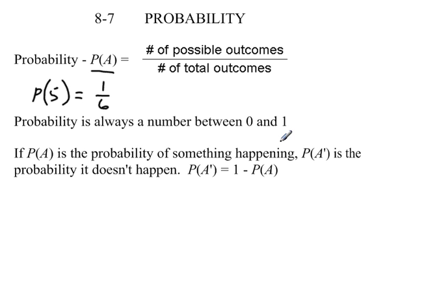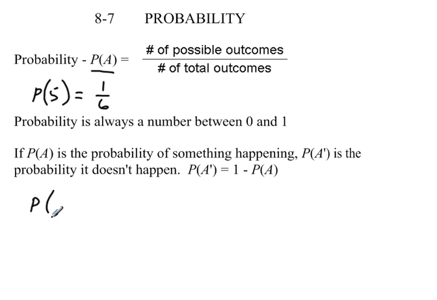It's always something between 0 and 1. You cannot have a probability greater than 1 or a negative probability. 0 is something that's impossible. 1 is a probability that always happens, 100% of the time. And then if you ever see something with a prime notation, that means the probability that something does not happen.